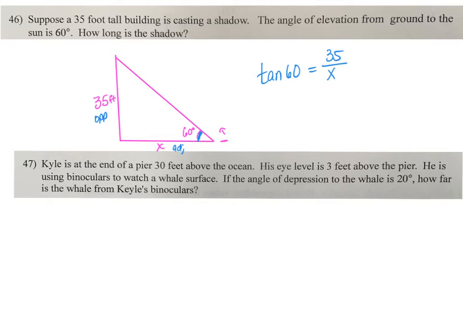Anytime what you are solving for is on the bottom, you will divide. If what you're solving for is on the top for these, you will multiply. So I'm going to say 35 divided by the tangent of 60, and you're going to put that into your calculators. Round to the nearest tenth according to your instructions at the top. 20.2 feet is how long the shadow is.